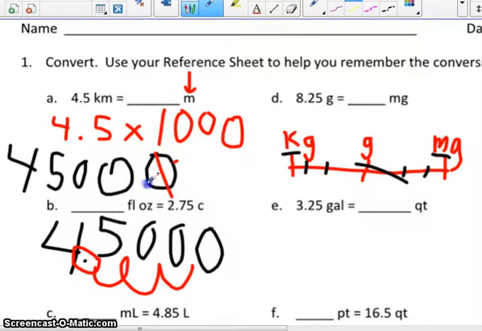Whoops, I had too many zeros up here. So it'd be 4.500. Let's put it in there. Well, the decimal will be over here now. So 4,500. There we go. Okay, magic erase. Hopefully you got all that, people.